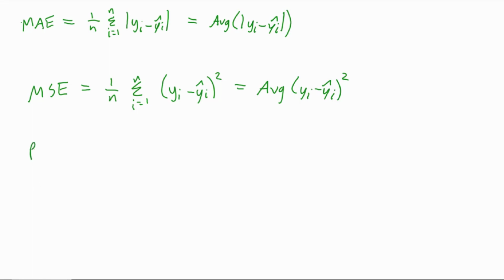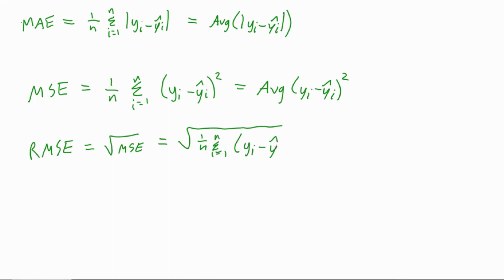And this is just the root mean squared error. This is just going to be the same thing as the square root of the MSE, so mean squared error, which is going to be the square root of 1 over n summation of i equals 1 to n, and then this is going to be y of i minus, so your actuals minus your prediction, squared.